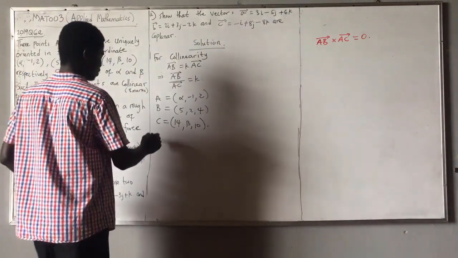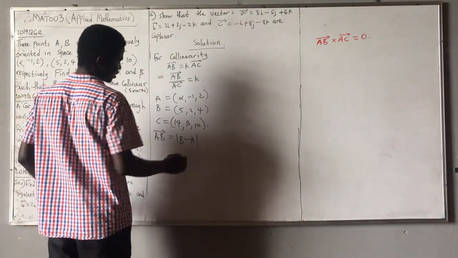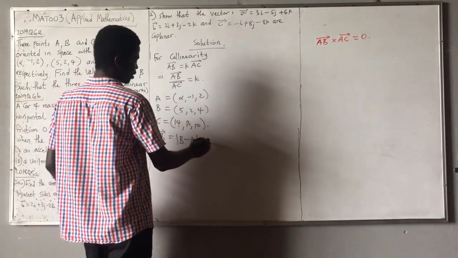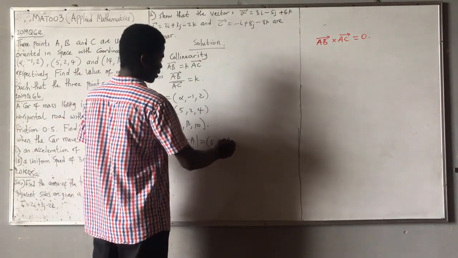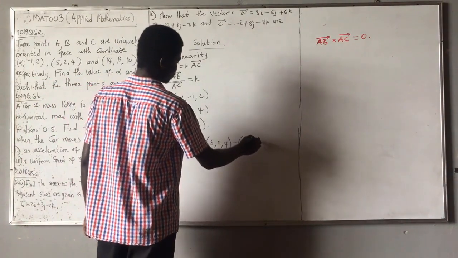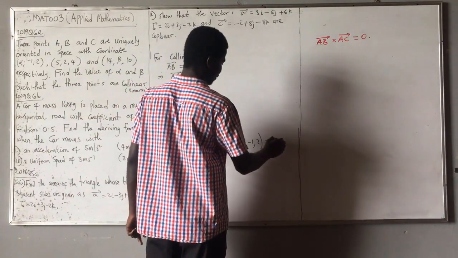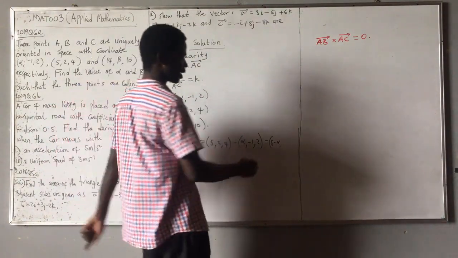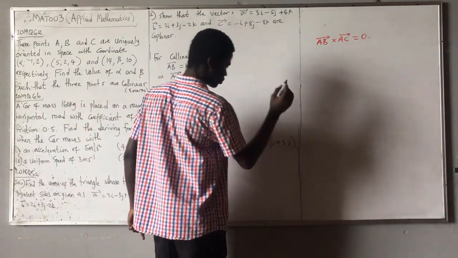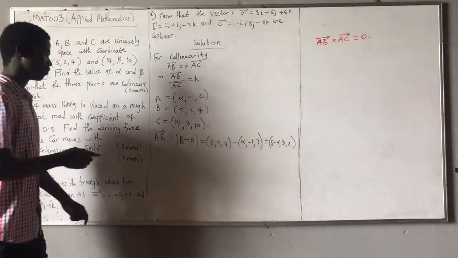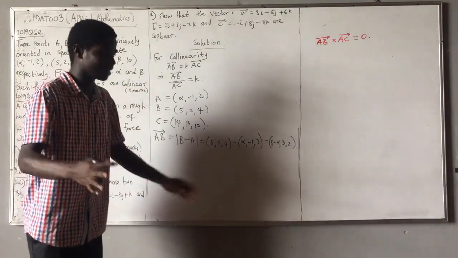Now, what is AB? AB means you will do vector B minus vector A. That is, you have (5, 2, 4) minus (alpha, -1, 2). 5 minus alpha, that is what I have. 2 minus -1 is 3. 4 minus 2, the answer is 2. That is what you have there.